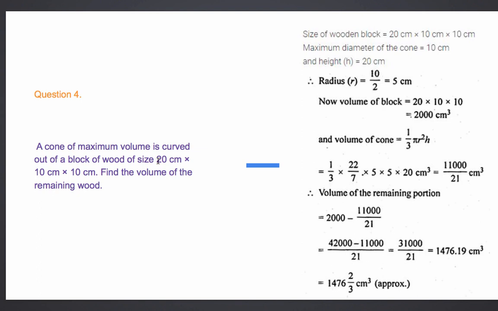Because the sides are unequal. Yes, for a cube, all the length, breadth, and height, all three, are equal, and here the given length, breadth, and height are different. So this is a cuboid. The cuboid dimensions are given, and maximum volume is carved out in the shape of a cone. For the cone, I just explained the same concept. We have to find the volume of the remaining wood.